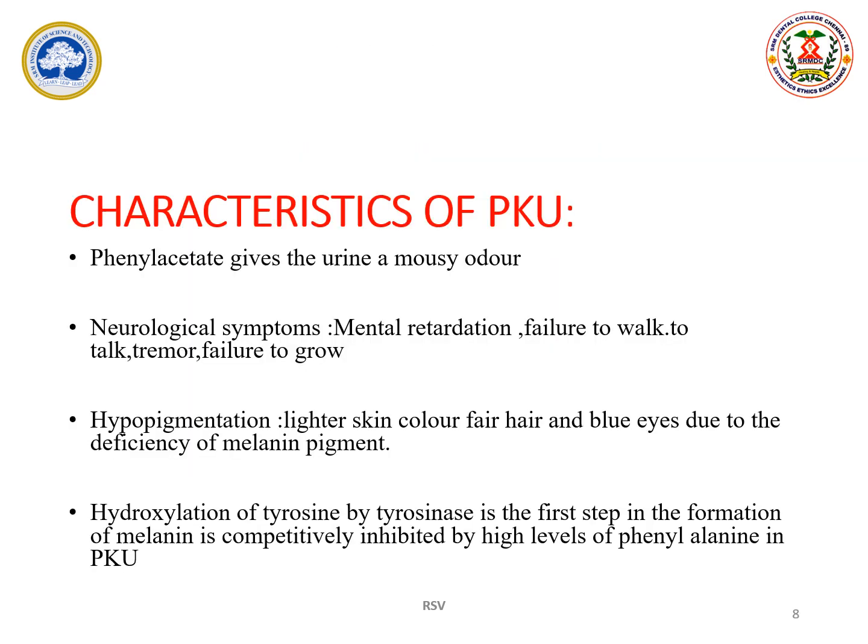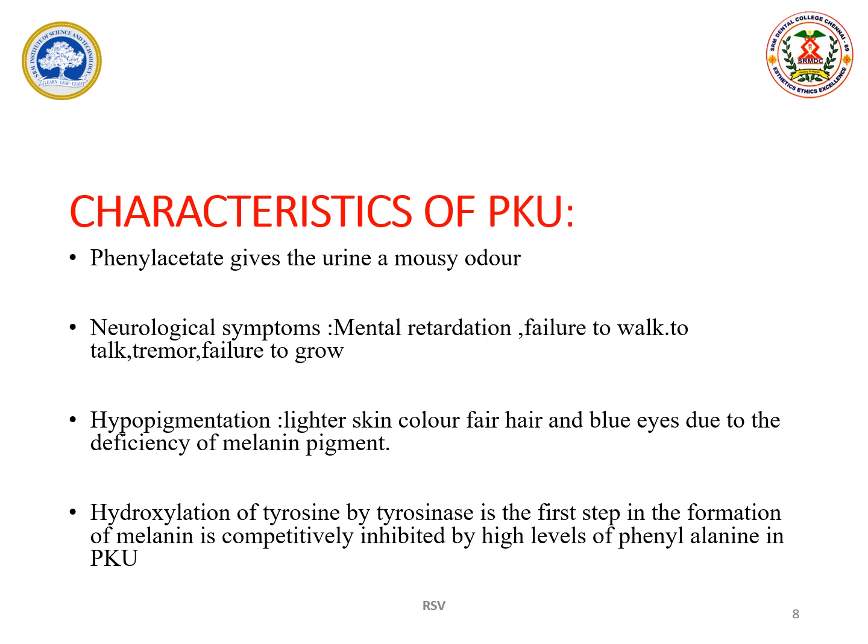Now coming to the characteristics of phenylketonuria. Phenylacetate, which comes from the minor pathway, gives the urine a mousy odor. Some of the neurological symptoms are mental retardation, failure to walk and failure to talk, tremors and failure to grow. These are the neurological symptoms caused by phenylketonuria.